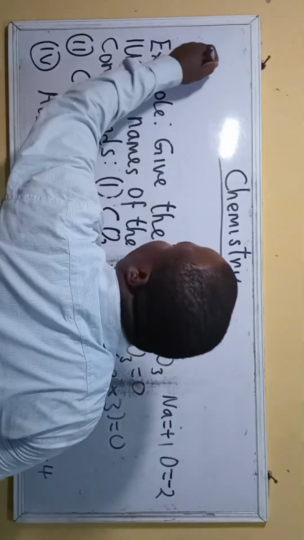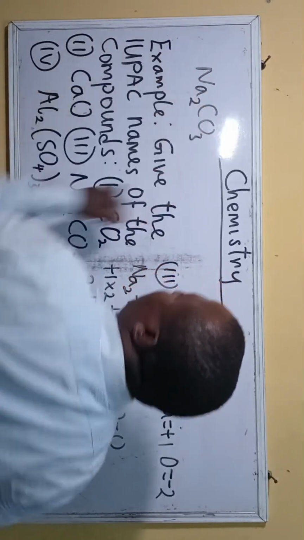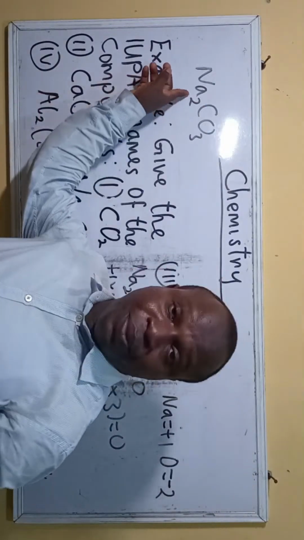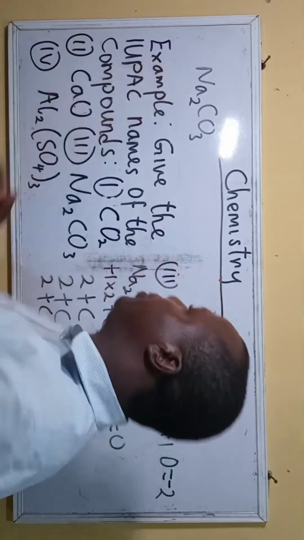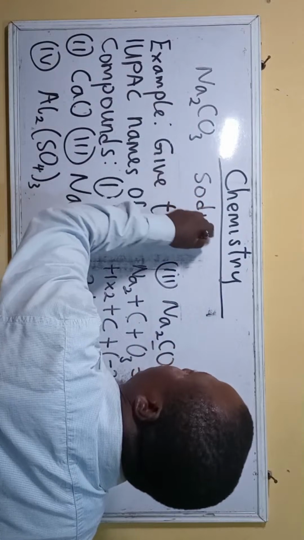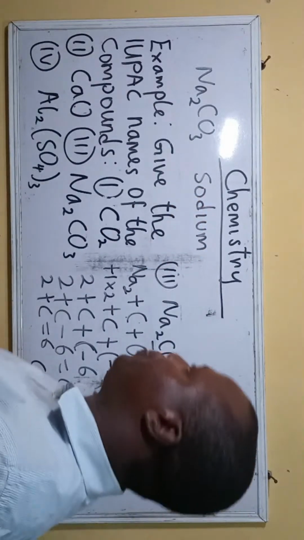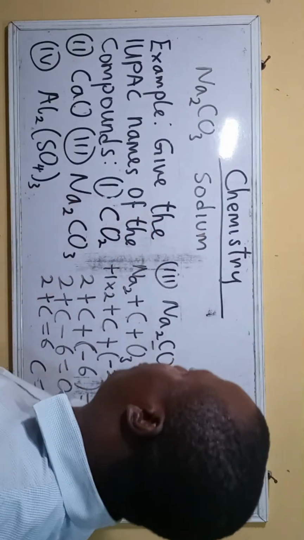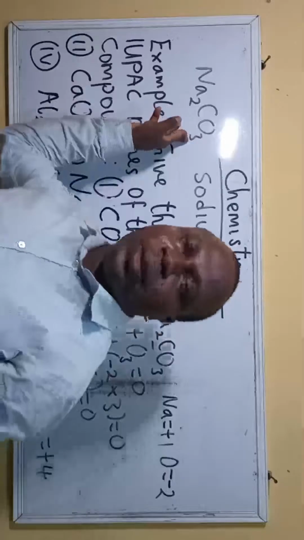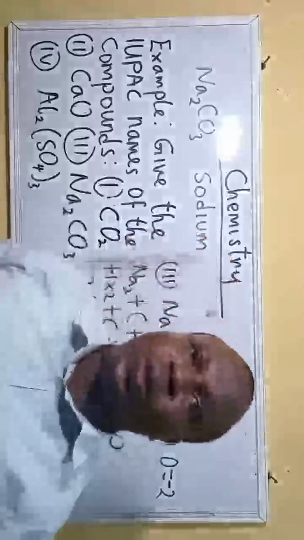Since I have three elements, Na2CO3. Now look at it. I will write the first element fully, which is sodium. You can see sodium completely. Now, remember I have three atoms of oxygen.